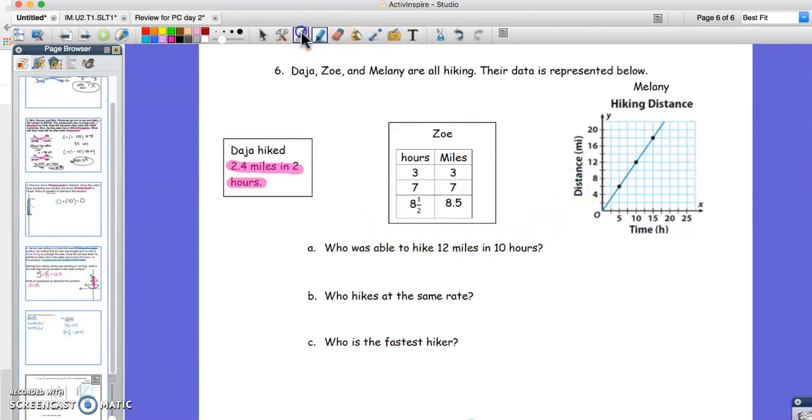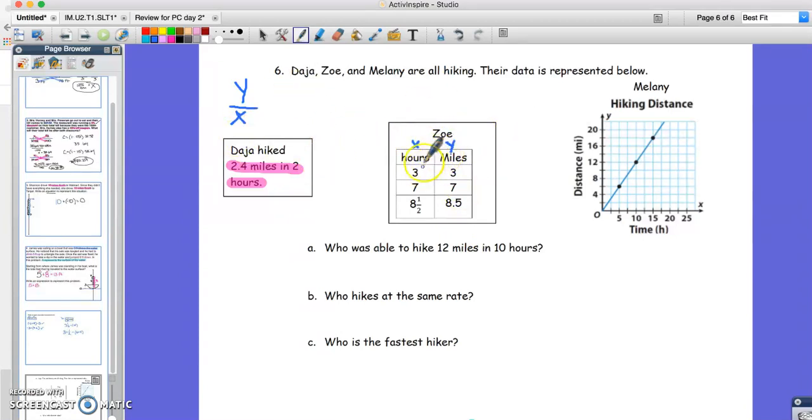The first thing that I should be doing to compare is I want to find the unit rate per hour, and then I'll be able to see who was going the fastest, and then I can figure out who went 12 miles in 10 hours. So remember, when we're finding a unit rate, it's y divided by x. If you don't know what y and x are, we can look at Zoe because our table is going to be organized as x, y. So we're looking at miles per hour, miles divided by hours.